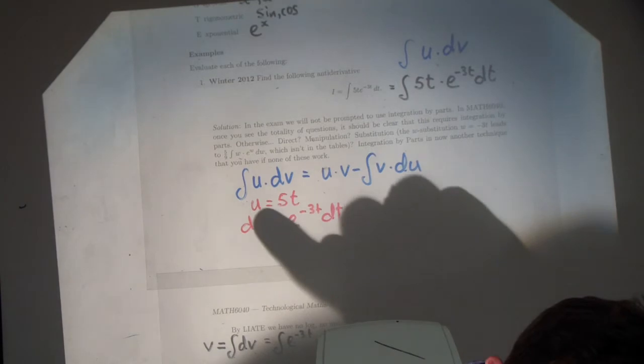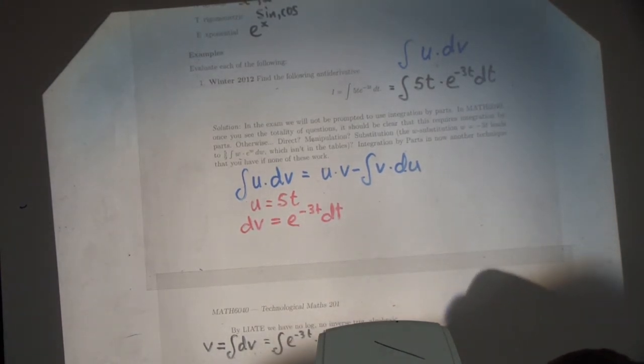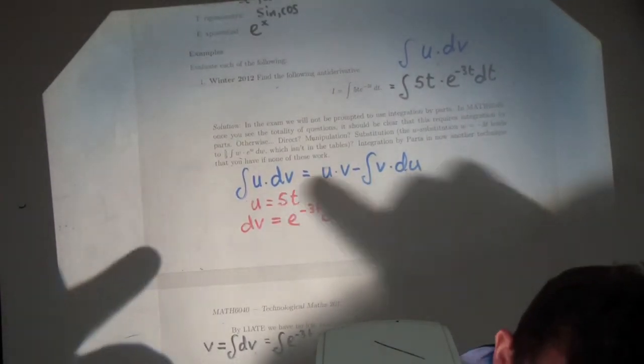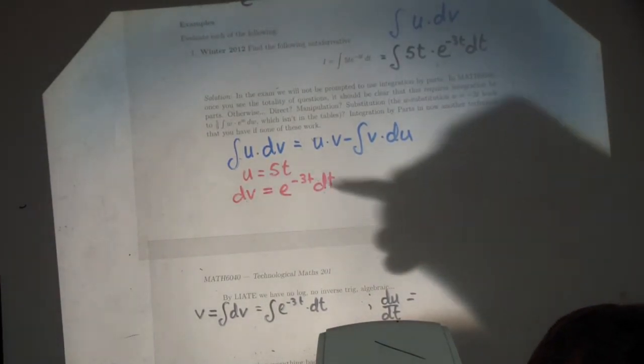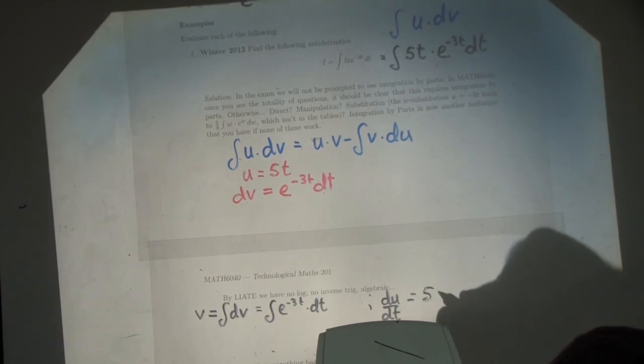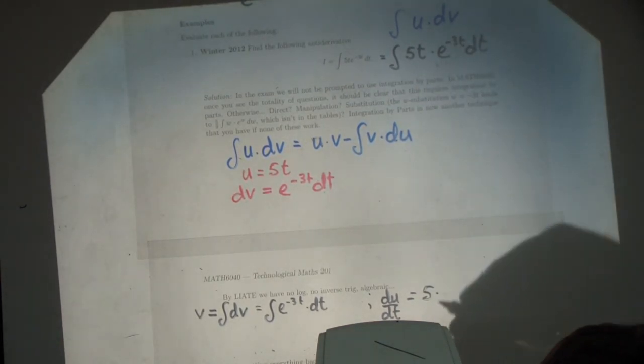So we're going to write du dt. What is the derivative of 5t? 5. I'll slow it down. I'll fix the 5. And what is the derivative of t with respect to t? 1.